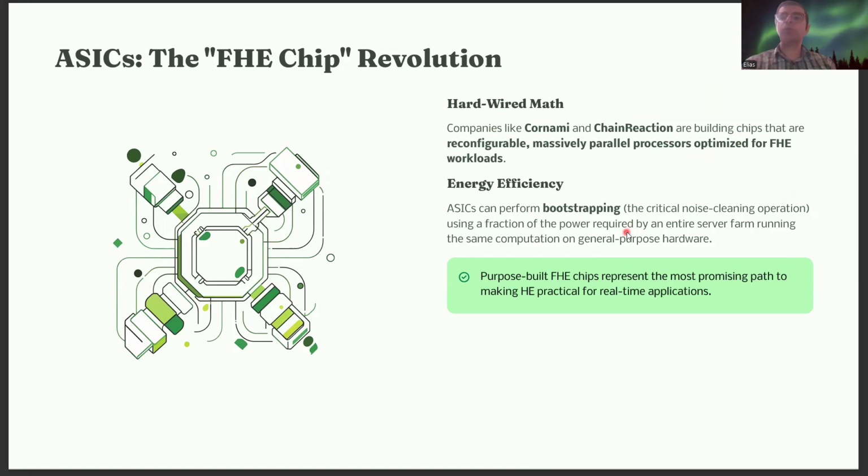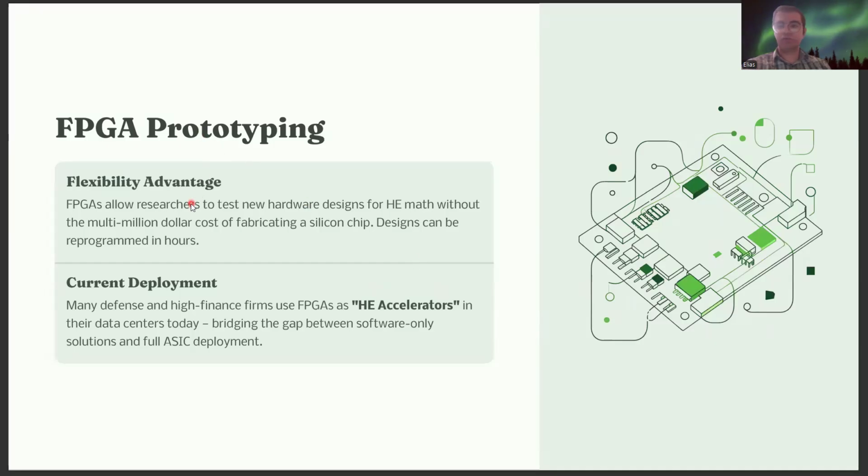So instead of using a normal CPU or GPU that you're using for other applications, it is much faster to use an application-specific chip or maybe even an FPGA. FPGA actually is an easy way to do that, because instead of spending lots of money on fabricating a silicon chip, you can buy an FPGA and redesign the circuit that you like. And there are many firms right now using FPGAs as homomorphic encryption accelerators in data centers today.